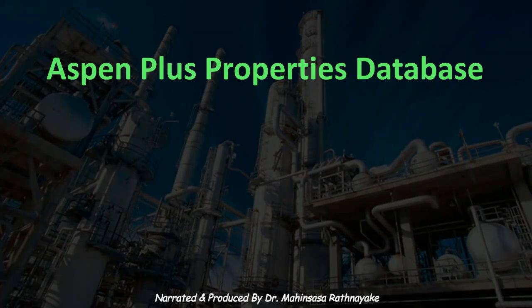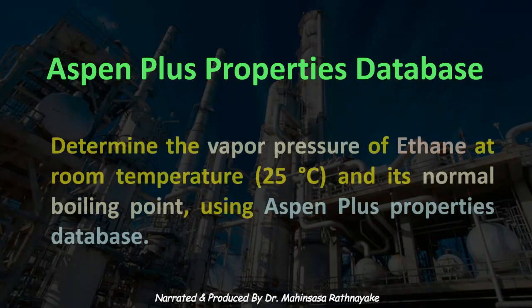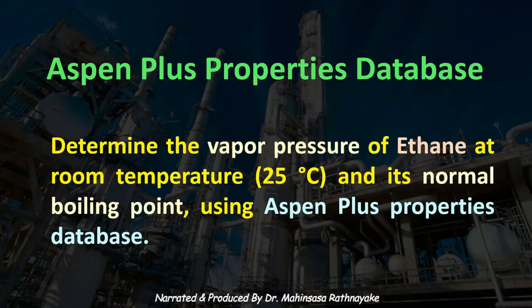You can also use the Aspen Plus properties database to determine the component properties. Let's follow an example demonstration for that. Determine the vapor pressure of ethane at room temperature and its normal boiling point using Aspen Plus software. You all know that in chemical engineering, we refer to room temperature as 25 degrees Celsius.